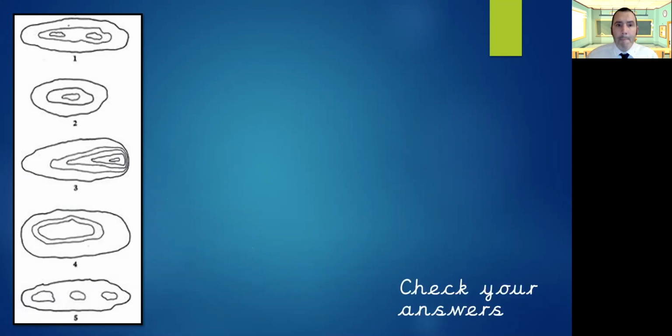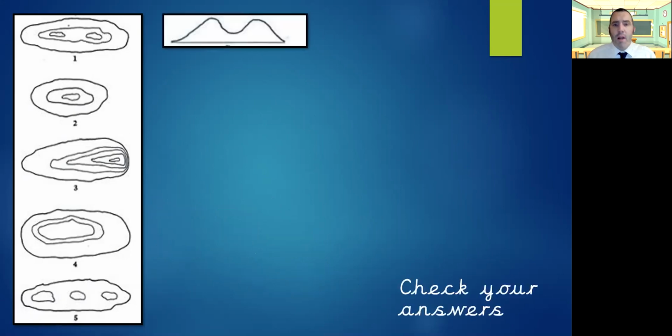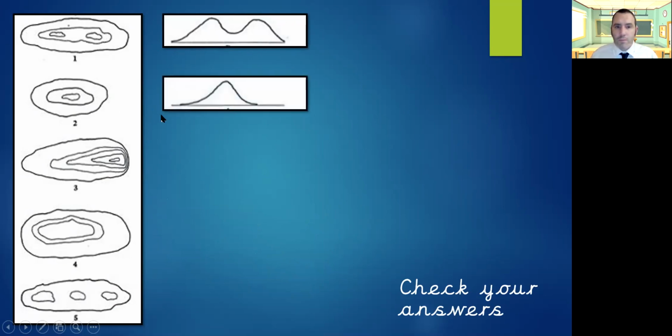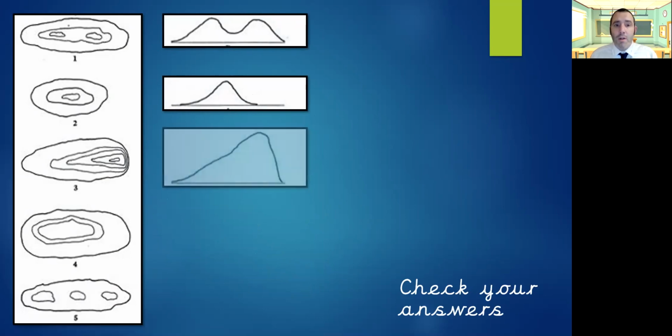So number one will look something like this. So we've got really shallow sides on this one. The contour lines are a long way apart. And then we've got two peaks that are roughly the same height. So we've got that shown here. Number two is a nice shallow sloped one peaked hill, sort of mountain profile almost.